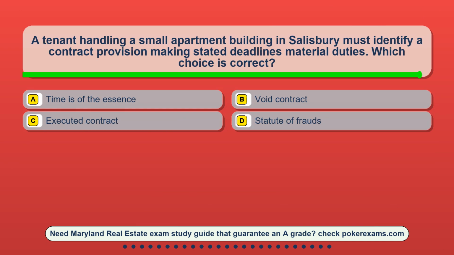Question 3. A tenant handling a small apartment building in Salisbury must identify a contract provision making stated deadlines material duties. Which choice is correct? Option A, time is of the essence. Option B, void contract. Option C, executed contract. Option D, statute of frauds.